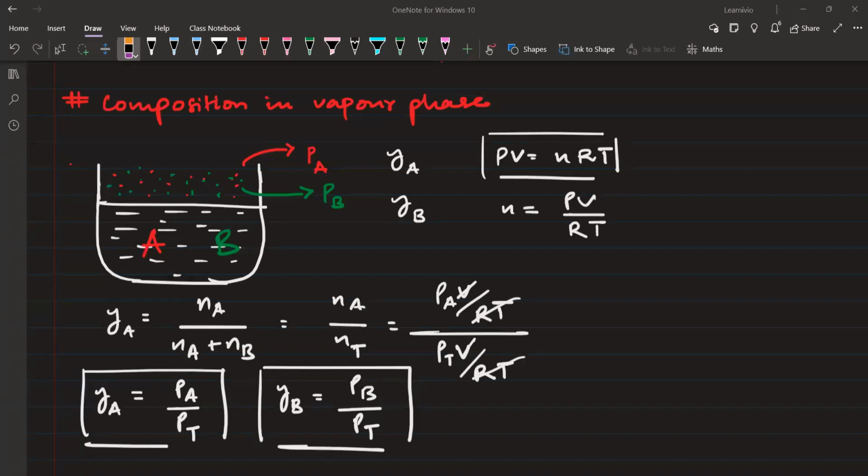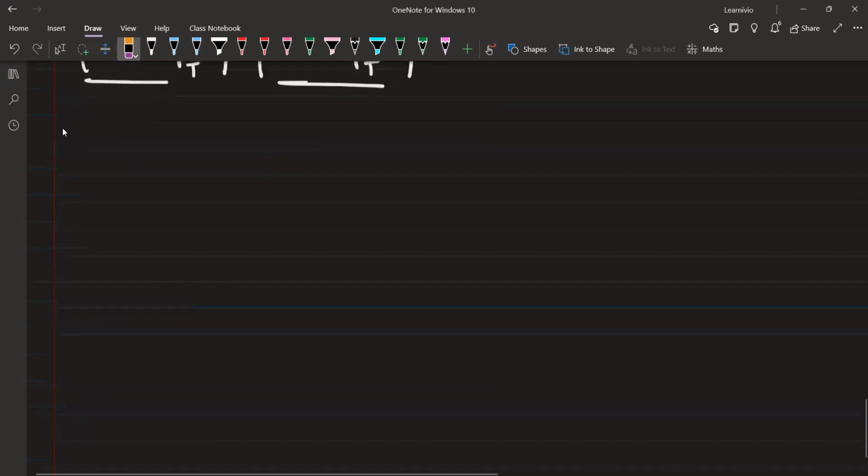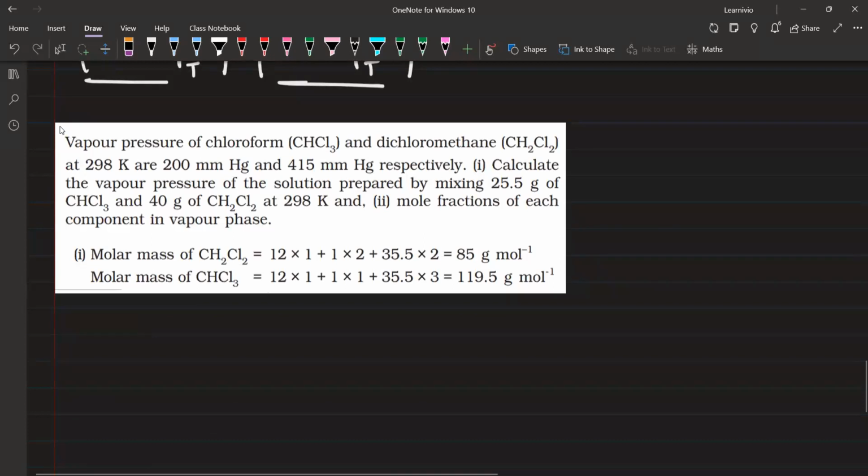Guys, I'm going to give you a question, but I'm going to change some values in that. I'll be changing the values only for the ease of calculations because I just want to test the concepts, not how good you are at multiplication. I have also given the molar masses, because molar mass is available in the board examination. They always give you the molar mass. Vapor pressure solution is mixed by 25.5 gram of CHCl3. Not 25 gram, 25 grams only.